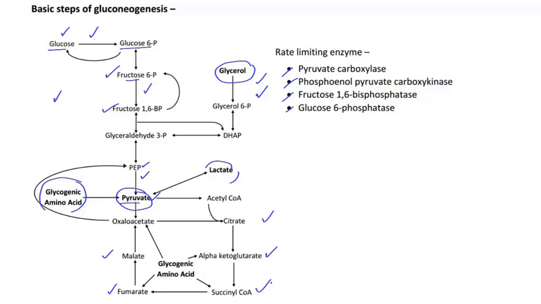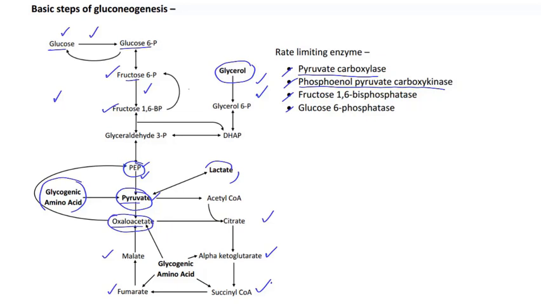Pyruvate cannot be directly converted into phosphoenol pyruvate. To produce phosphoenol pyruvate from pyruvate, we need to produce oxaloacetate from pyruvate first. Here, pyruvate carboxylase enzyme converts this pyruvate to oxaloacetate. This oxaloacetate can be converted into phosphoenol pyruvate by phosphoenol pyruvate carboxykinase. So, our one problematic step is solved.